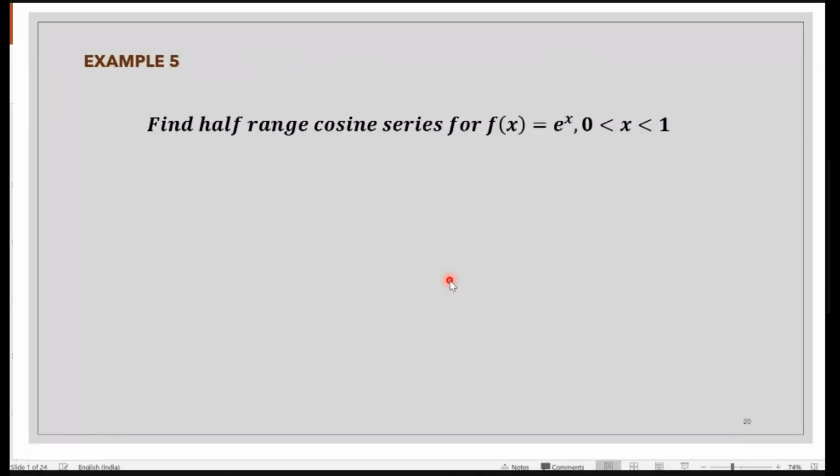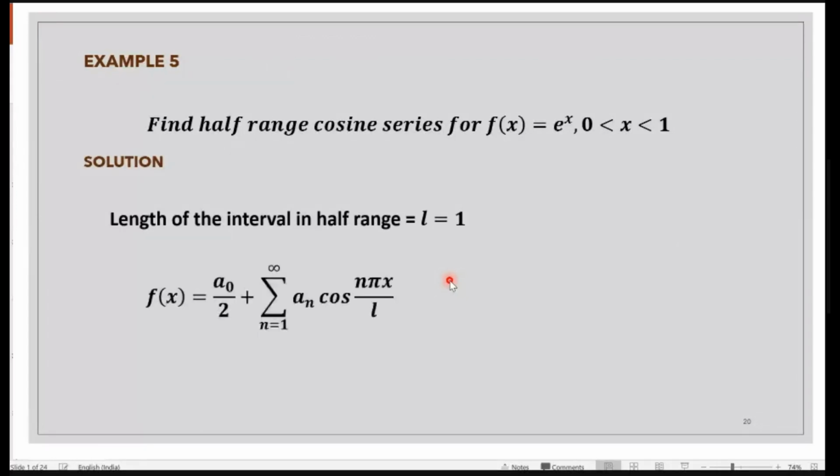Half range cosine series for f of x is equal to e raised to x. तो यहाँ पे चेक नहीं करना है कि फंक्शन इवन है या ऑड है, हमें खाली सब्स्टिट्यूट करना है फॉर्मूलाज में, इवन और ऑड फंक्शन के फॉर्मूलाज में. f of x is equal to e raised to x. L is equal to 1 in this case.